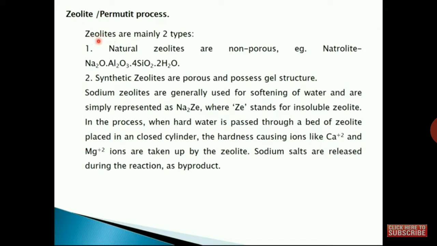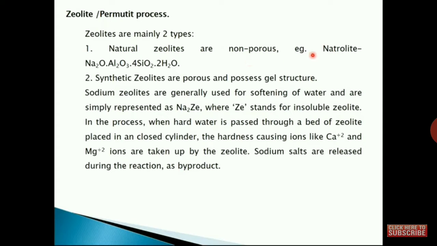And if you bifurcate this zeolite, then you will find geo plus lite. Geo stands for the earth and lite stands for the stone. So basically it's a stone or a rocky material. So zeolites are natural, but natural zeolites have some limitations. They have a non-porous structure. That means they cannot filter the water. So these natural zeolites are not as such used for the water softening method.